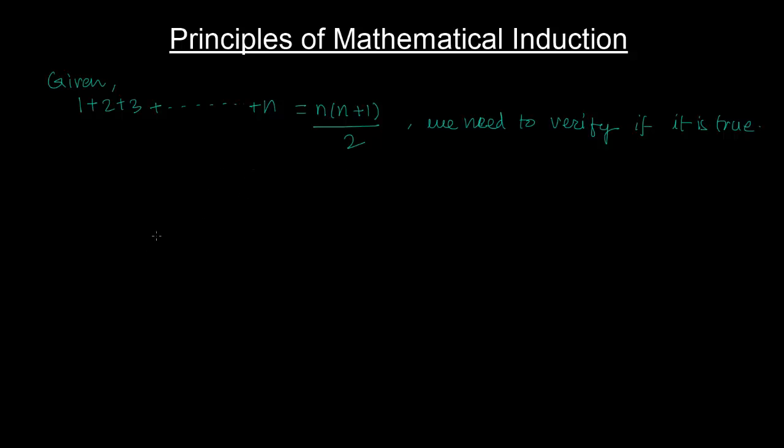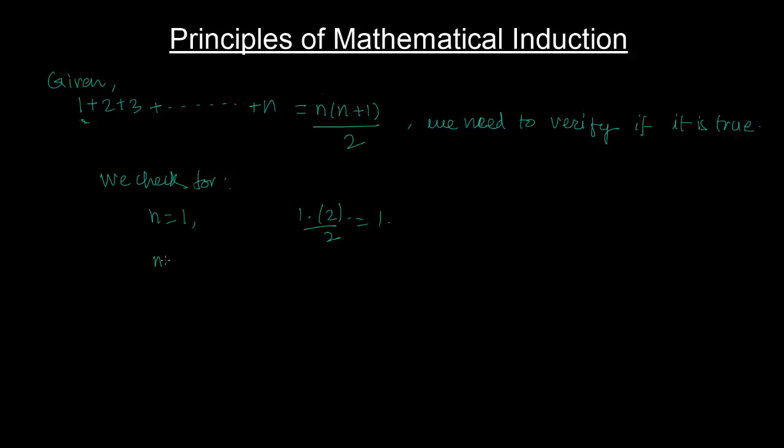That you put n is equal to 1. So maybe one of the logics is that we check for n is equal to 1, both the sides. So you put n is equal to 1, that means it starts from 1, and it ends there. N is the last number, 1 is the last number, and 1 is the first number as well, so 1, and you put a 1 here. So it is 1 into 1 plus 1, that is 2, divided by 2, which is equal to 1. So 1 is equal to 1, that holds good. So fine, for n is equal to 1, it is okay.